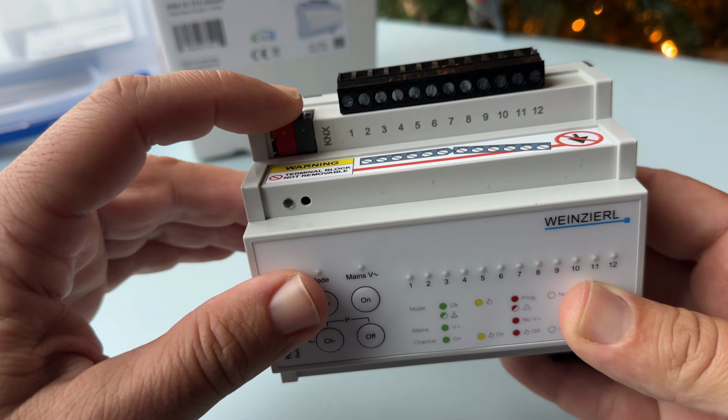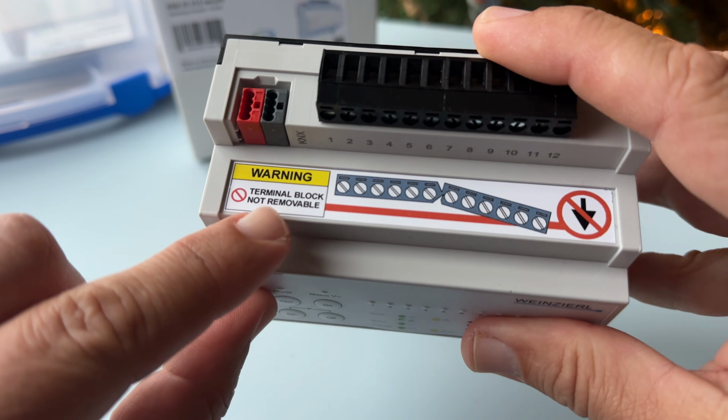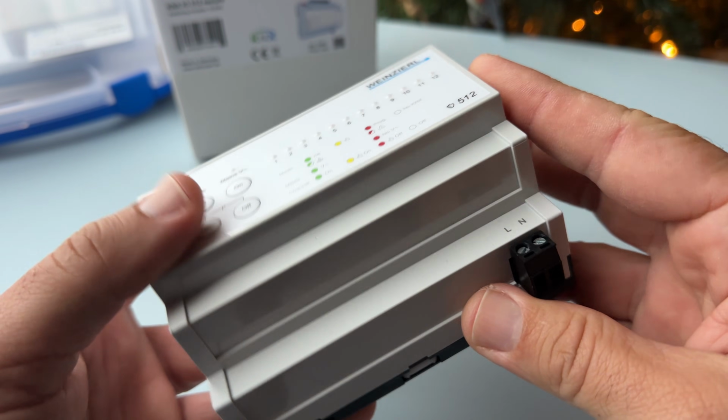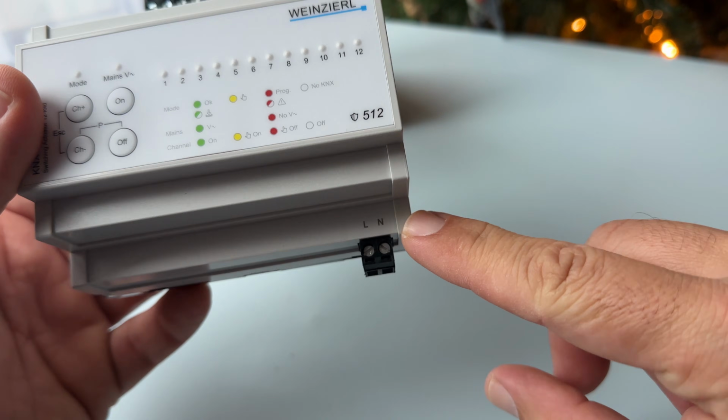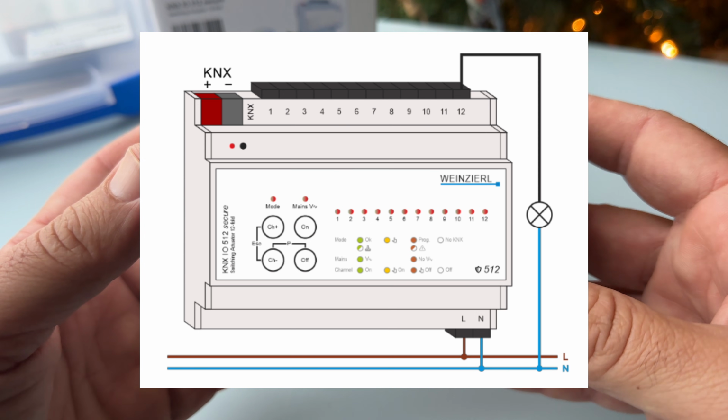Up on the top, we get the KNX bus connector and the screw terminals for the outputs, which are fixed, not removable. And at the bottom, we have the terminals for line and neutral. The wiring of the device is straightforward.